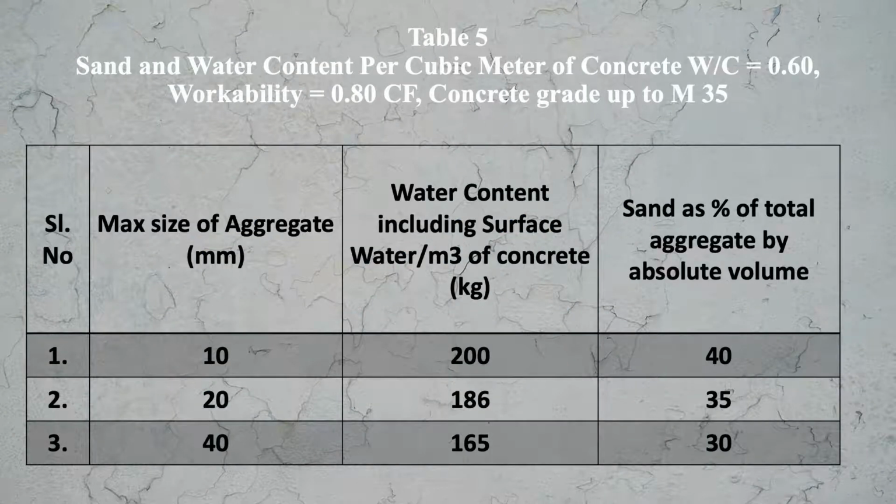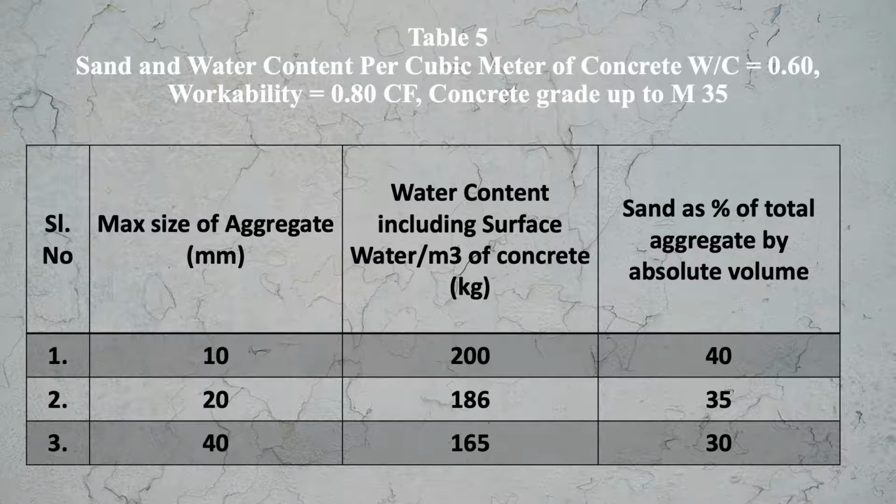So here we see table 5. It gives the sand and water content per cubic meter of concrete, water cement ratio 0.6, workability 0.8 as compaction factor, and concrete grade up to M35.